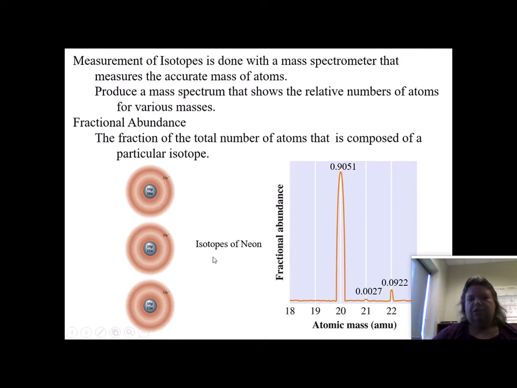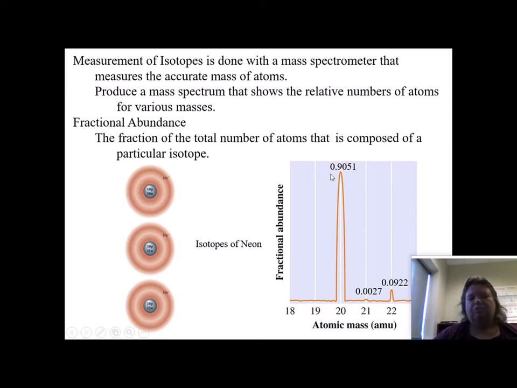So here is neon. Neon has 3 isotopes: 10 protons, 10 neutrons; 10 protons, 11 neutrons; and 10 protons, 12 neutrons. So this is neon-20, neon-21, and neon-22. And so when you do the mass spec of these, you get a mass right at 20. Okay, and this is the abundance, or basically the portion of the atoms that are that mass.